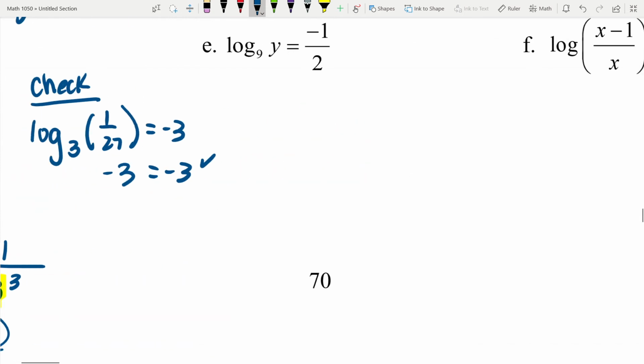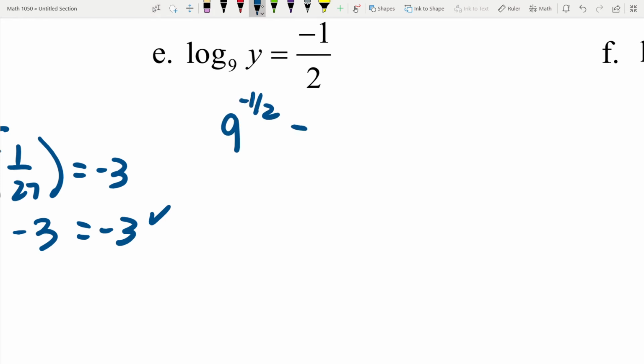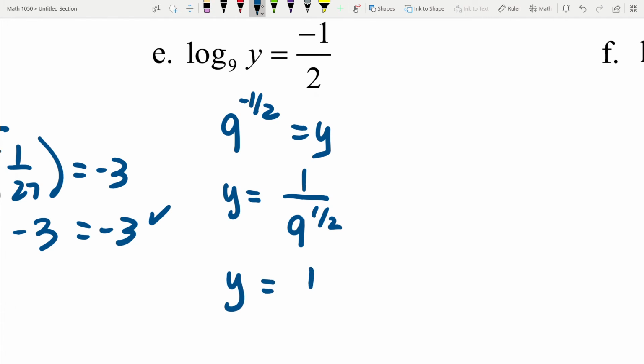Yeah. Okay. Okay, question E, I'm stuck. The reason I'm stuck is because the log is alone. So I'm going to write it as 9 to the -1/2 is equal to y. Can't have a negative exponent. So I'm going to write it on the bottom as a positive exponent. 1/9 to the +1/2. 9 to the +1/2 is the same as what? Square root of 9. What's the square root of 9? 3. So my answer is 1/3.